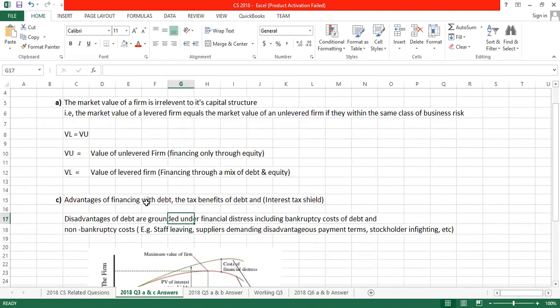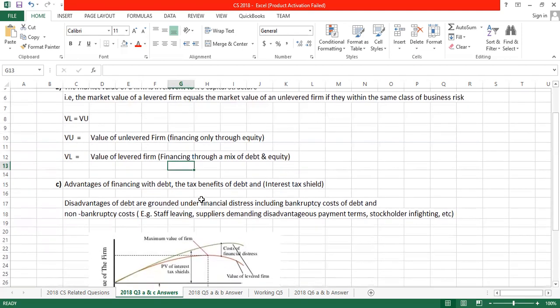The main advantage is the tax benefit, because by borrowing more debt, they have to pay more interest. So interest is an allowable expense. The allowable expenses increase the tax benefit.